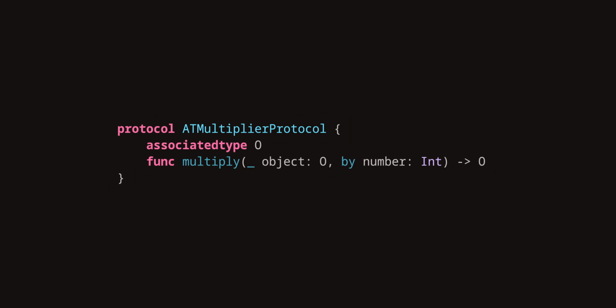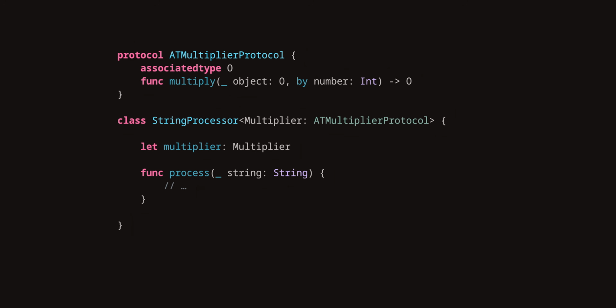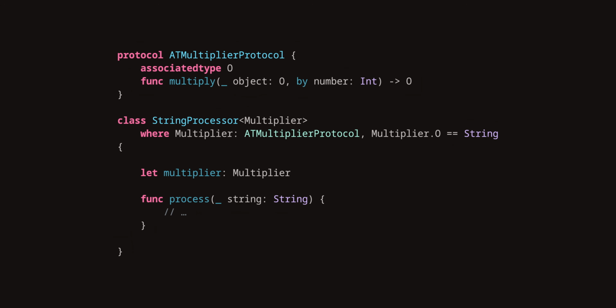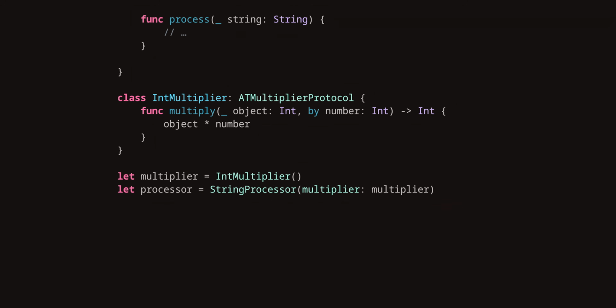In that earlier video, I demoed associated types using the concept of an object multiplier. Now suppose you're working on a class that uses that object multiplier, but only for strings. Using a where constraint, you can design this class in a type-safe manner by ensuring that the multiplier's associated type can only be a string. You won't be able to use any other implementation of the protocol. Perhaps from this illustration you can see the limitations of using protocols as generic constraints.